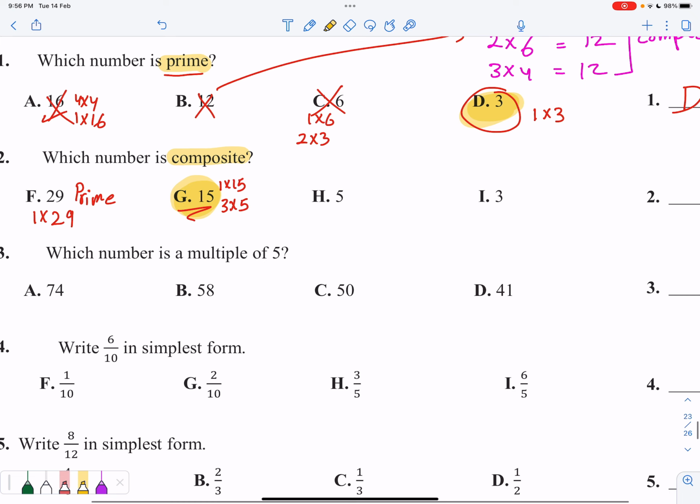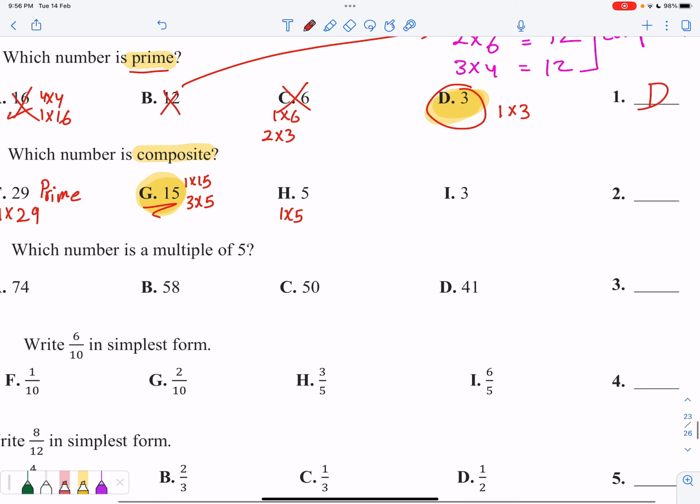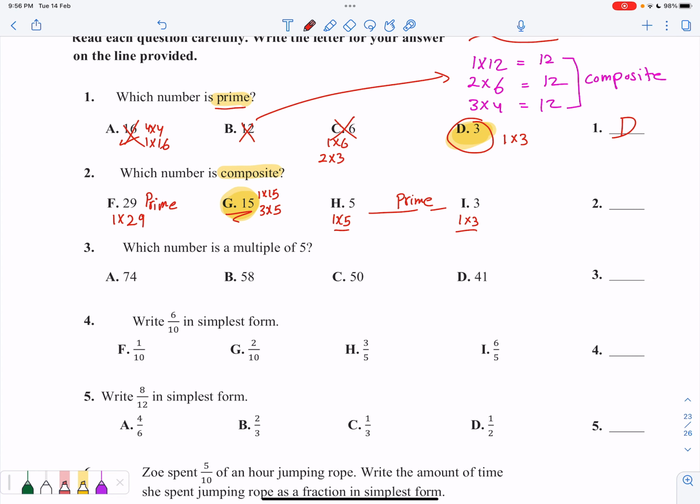Let's just check the other answers. You have the 5. 5 is of course a prime number because you can only make it from 1 times 5. As well as the 3, you can only make it from 1 times 3. So both of them are prime numbers. Okay, so the only composite number is the 15, which is answer G.